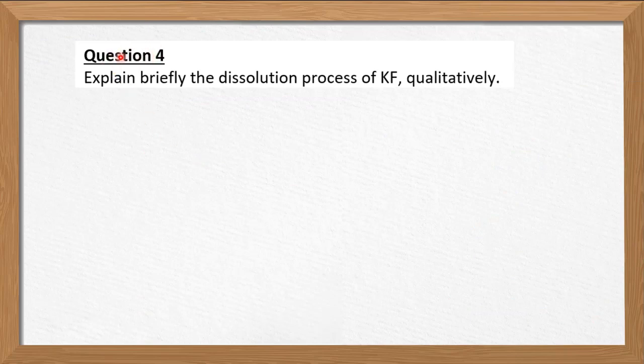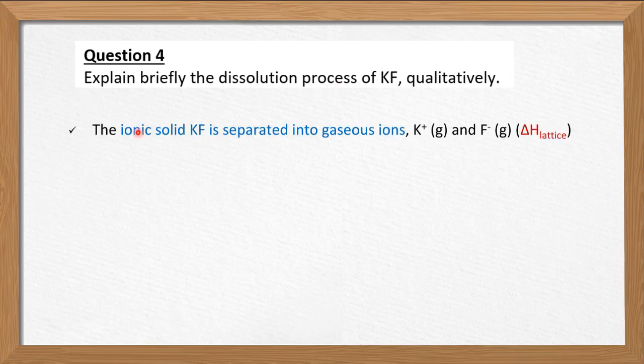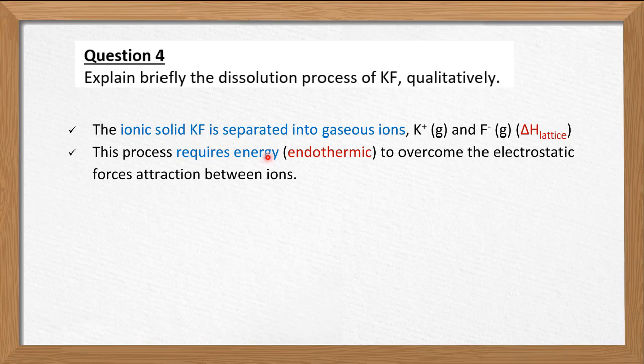For this example, question number 4: explain briefly the dissolution process of KF qualitatively. That means you need to explain it in sentences. Recall that the dissolution process involves two stages, which are breaking down the solid into gaseous ions, and then the hydration. So the answer goes this way. The ionic solid KF, potassium fluoride, is separated into gaseous ions K+ gas and F- gas. This is the enthalpy of lattice energy. This process requires energy, which is an endothermic reaction, to overcome the electrostatic forces between the ions. So bond breaking requires energy. Next, these gaseous ions will then be hydrated in water.